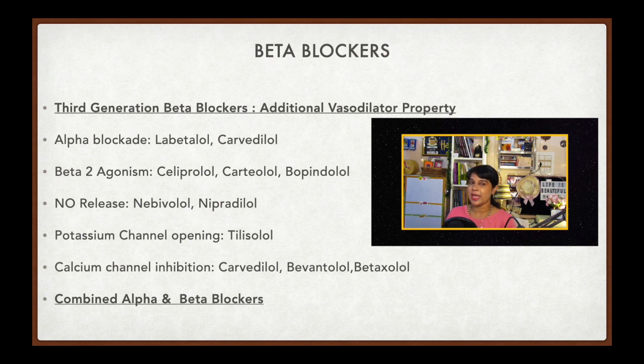Let's go for the ending part. Let's talk about combined alpha and beta blockers. What are the drugs? Labetalol and carvedilol. They are the important drugs in this group. They can control hypertension, especially in pheochromocytoma. And carvedilol is the most commonly used beta blocker in chronic CHF also. Why? Because it has antioxidant properties. It has anti-mitogenic properties. Other drugs having combined alpha and beta blocking actions are medroxalol and bucindolol.